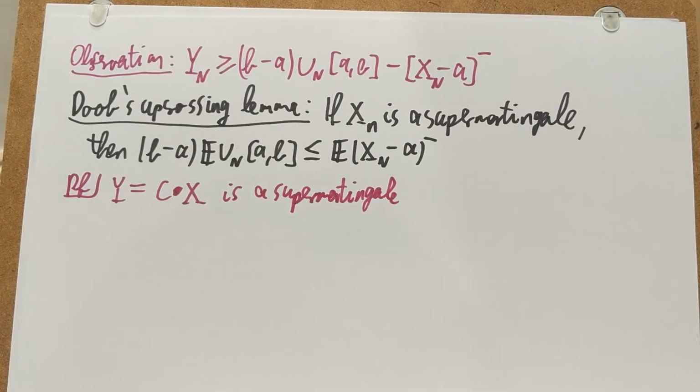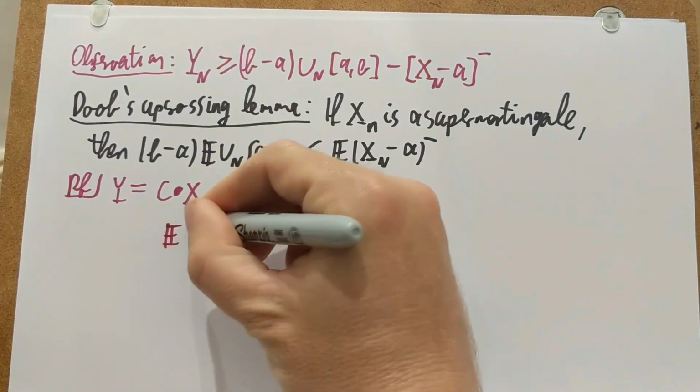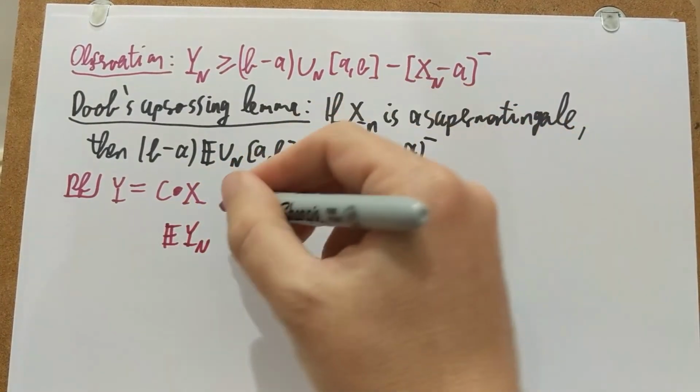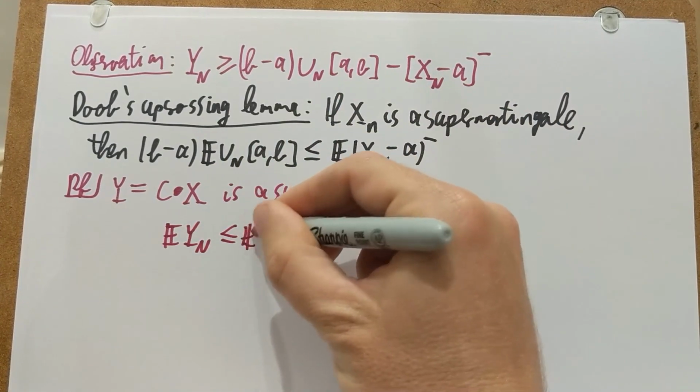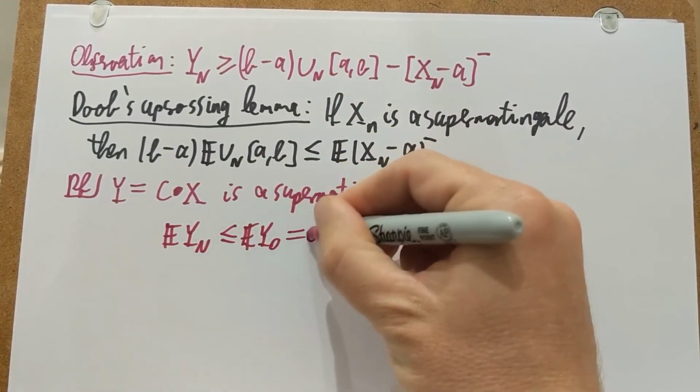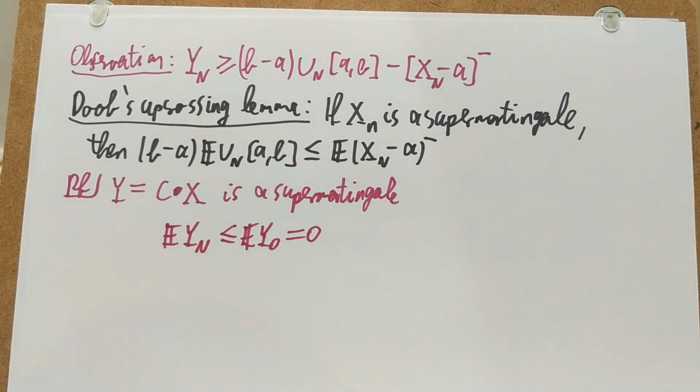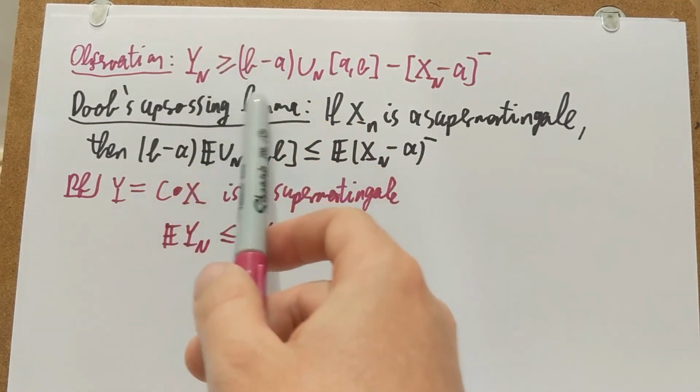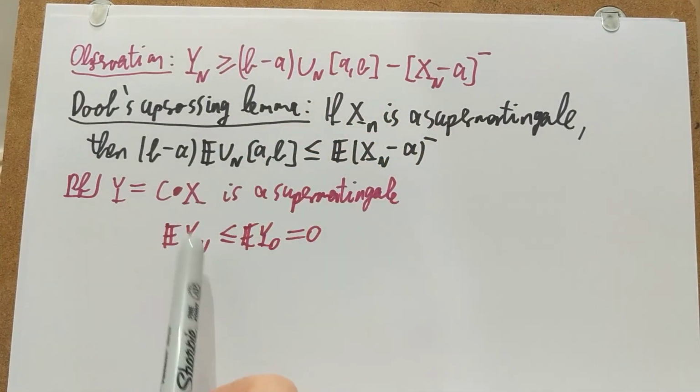If we have a supermartingale, then we know that the expectation is non-increasing in n, and Y_0 is defined to be 0, the empty sum. The martingale transform at 0 is always 0. So the expectation of Y_n is non-positive. The expectation is decreasing from 0, or at least non-increasing from 0. And that's it. If you plug the expectation of this quantity in there, you immediately arrive at the statement. So that's Doob's upcrossing lemma. In the next video, I'm going to show you how to use it for convergence of martingales.